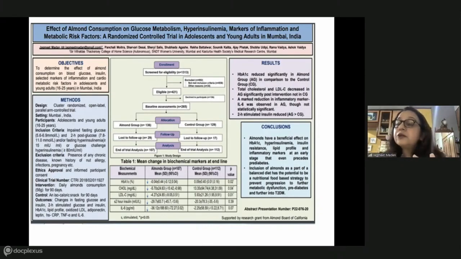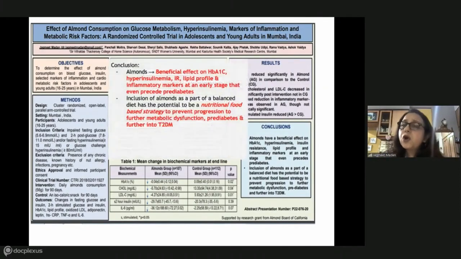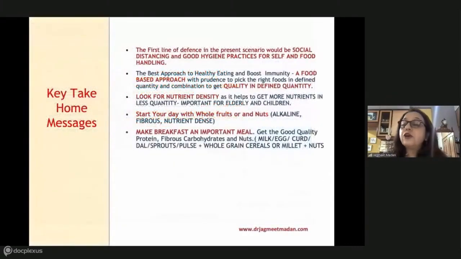The experimental group was given about 56 grams of almonds to be consumed in a day, vis-a-vis an isocaloric control snack, which was given to the control group. And what we found was that within a span of 90 days, there was a significant reduction in HbA1c, total cholesterol, LDL cholesterol, hyperinsulinemia, and IL-6, which is the inflammatory marker. So what we are trying to say is that replacing your HFSS snacks with 2 handfuls of nuts can really have a remarkable effect on your internal environment.